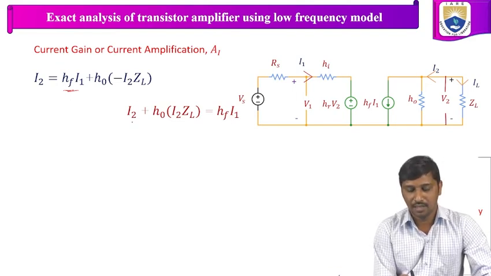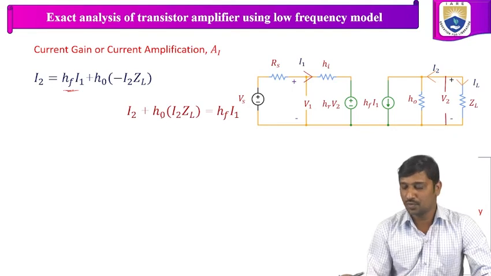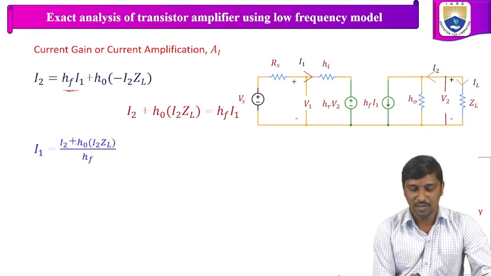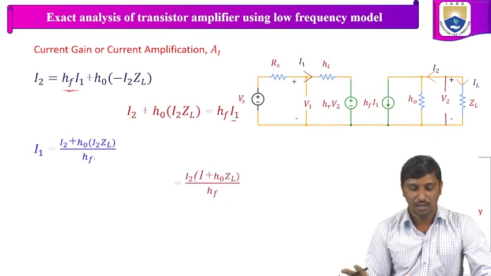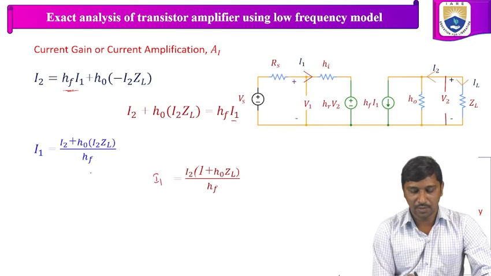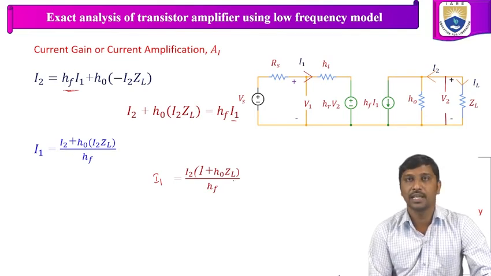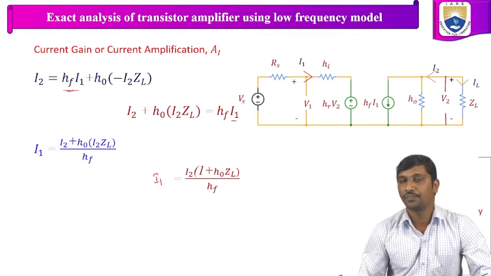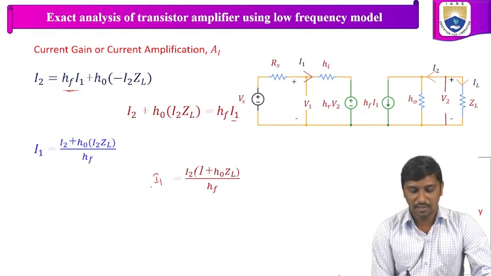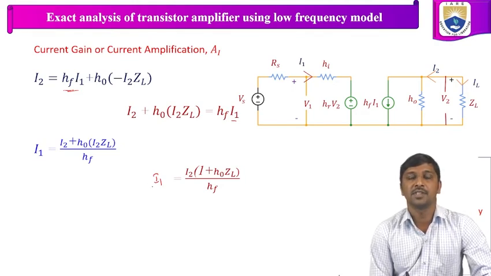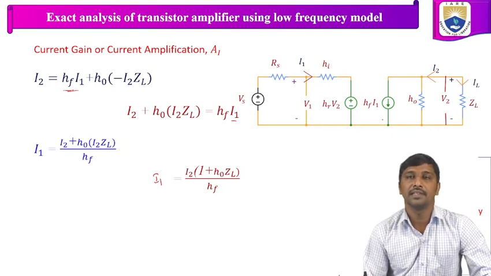Taking I2 as a common term, from this I am going to find I1. I1 is equal to I2 plus HO times I2 into ZL, divided by HF. Again, taking I2 as a common term, I1 is equal to I2 times 1 plus HO times ZL, divided by HF. So this is the I1 representation in terms of the small signal parameters.